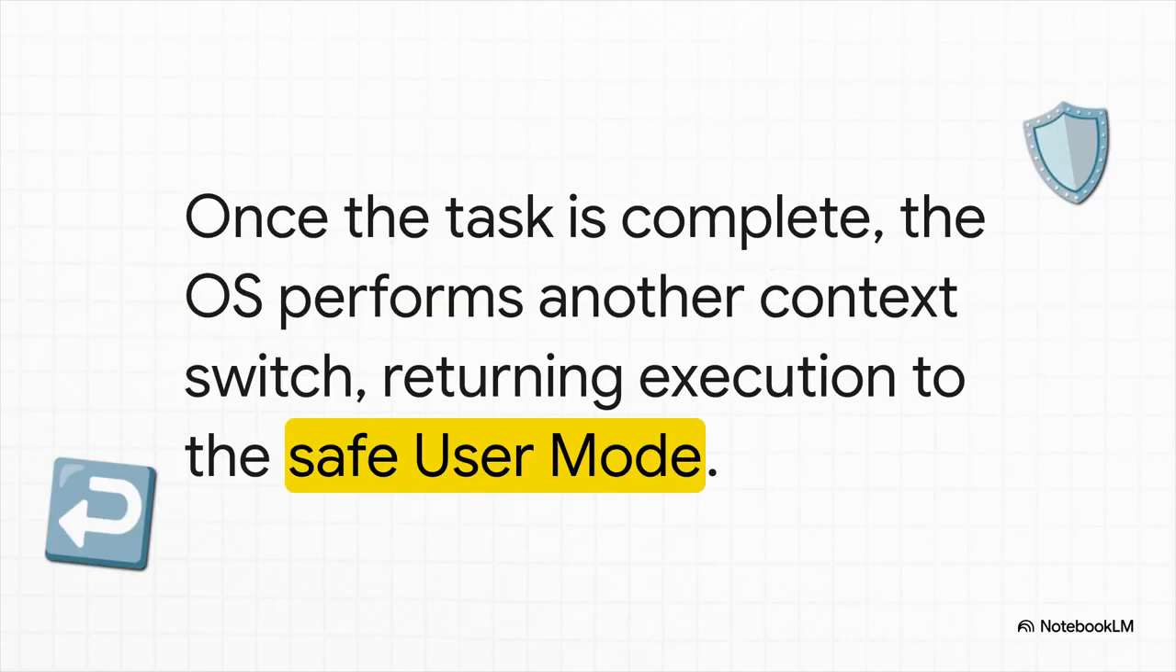And in the second the job is done, it performs another context switch, dropping its privileges and returning right back to the safety of user mode, letting your application know that everything's good to go. This whole round trip is completely invisible and happens in a tiny fraction of a second.